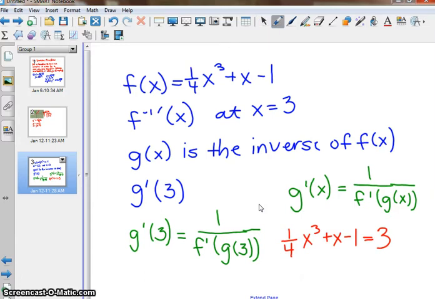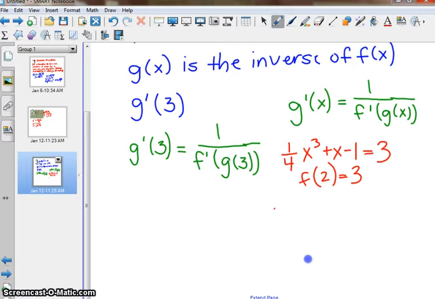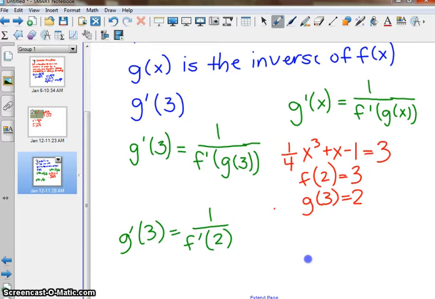So on my f function, I get f of 2 is equal to 3. If f of 2 equals 3, then that means g of 3 equals 2. I can go back to my formula and put in 1 over f prime, and now instead of writing g of 3, I know g of 3 is 2. So all I have to do is find f prime of 2, and I know that the inverse function will be 1 over that value.